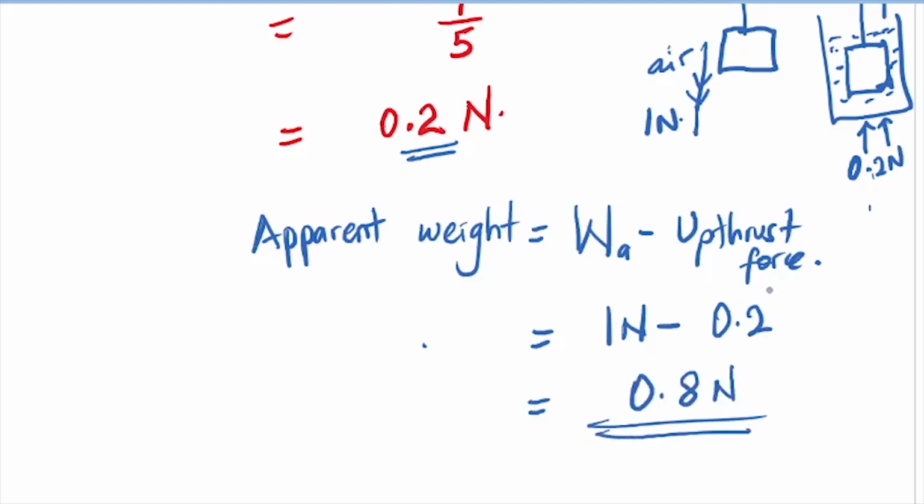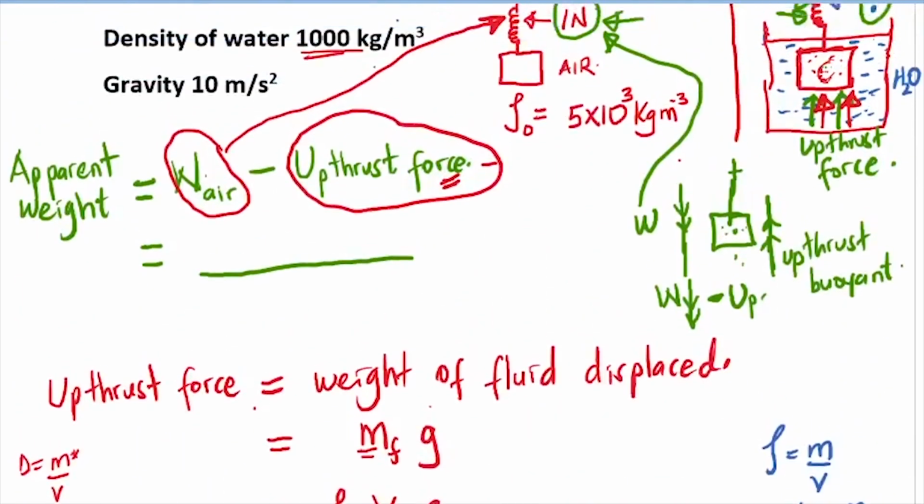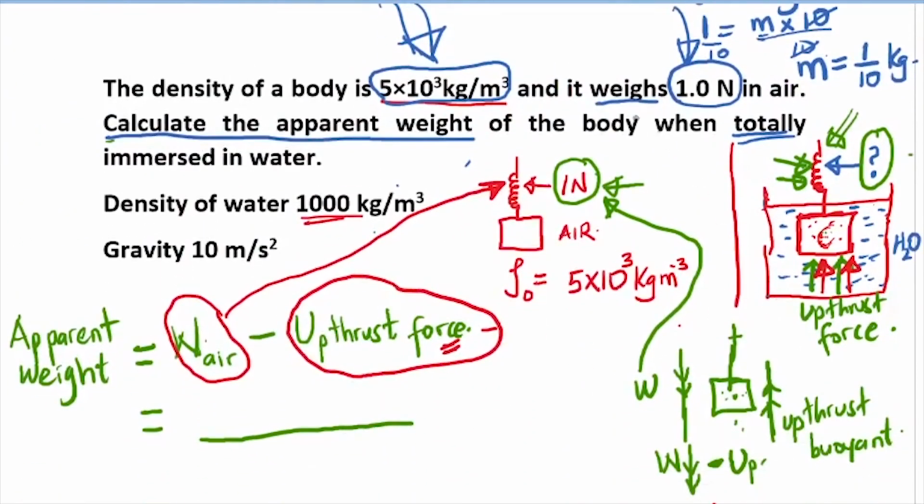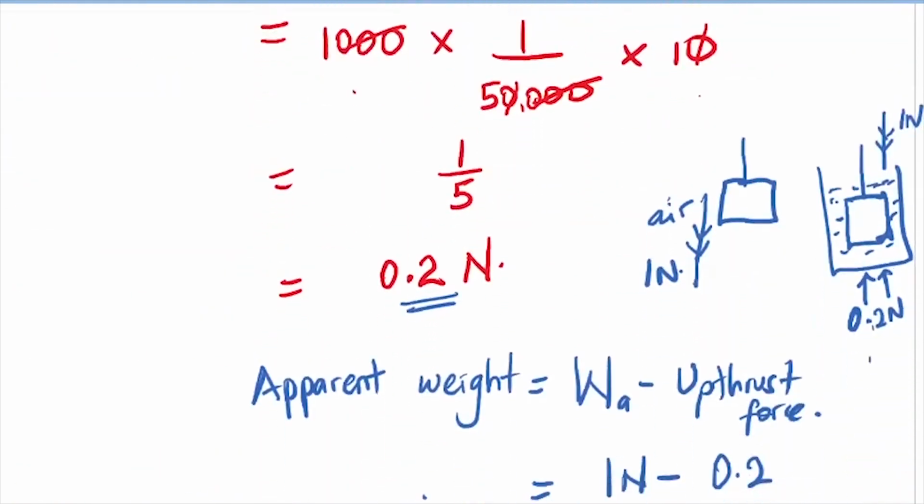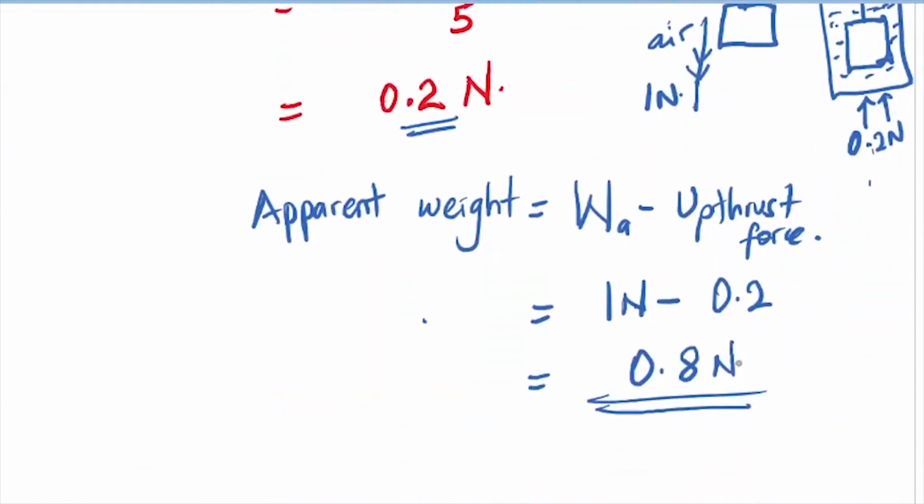So that gets us to answer the question. The question here required us to calculate the apparent weight of the body when totally immersed in water. And we've answered that question. The apparent weight is 0.8 newtons. That's the answer.